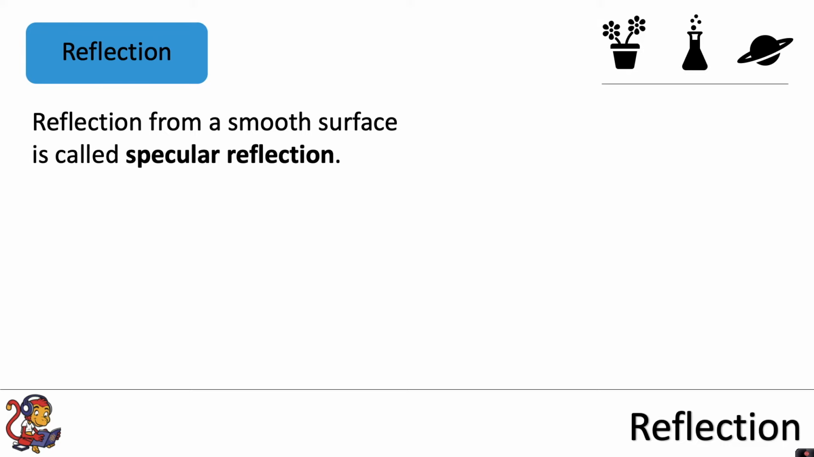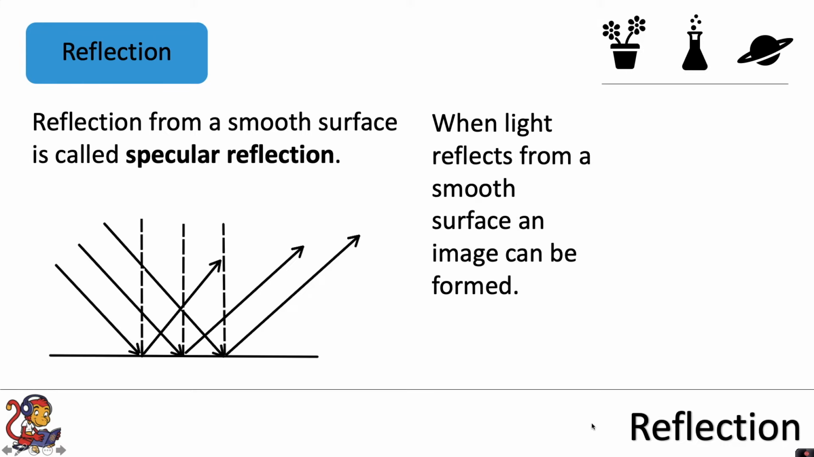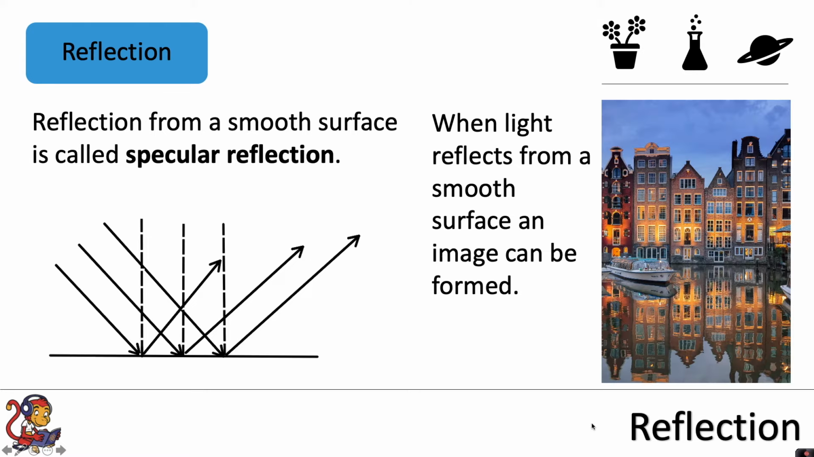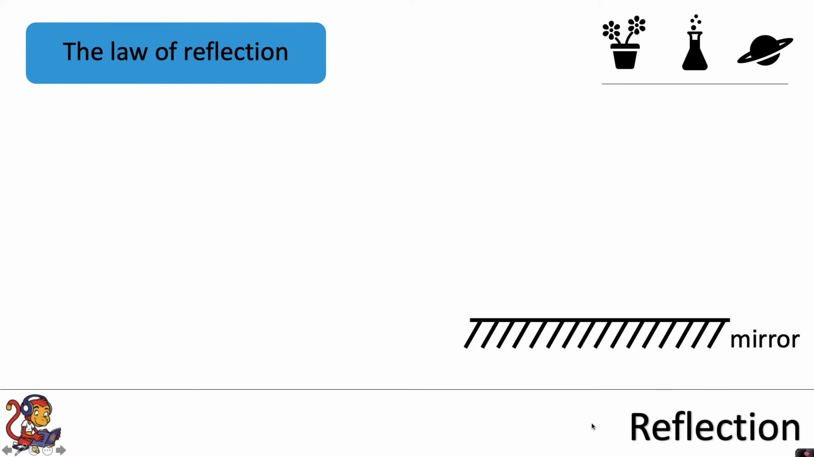Reflection from a smooth surface is called specular reflection. When light reflects from a smooth surface, an image can be formed. For example, you can see here, the water is smooth and calm, so an image of the buildings is formed in the water. We can draw ray diagrams to show what's happening in reflection.